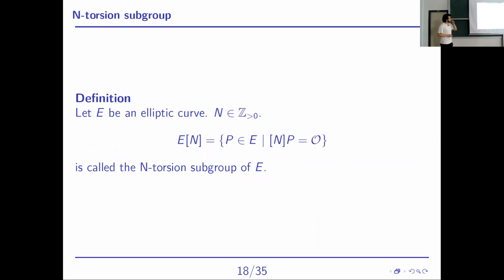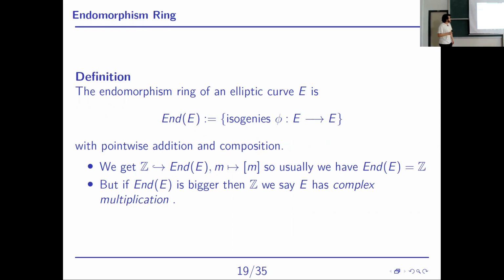We have another important subgroup of our elliptic curve, which is called an n-torsion subgroup. For a given positive integer n, it's the subgroup of points that vanish when composed n times by itself. It's called the n-torsion subgroup of E. Now, what's the endomorphism ring of an elliptic curve? That is, for a given elliptic curve E, the set of isogenies from E to itself. With pointwise addition and map composition, this set has a ring structure.